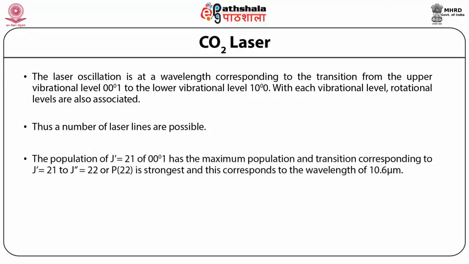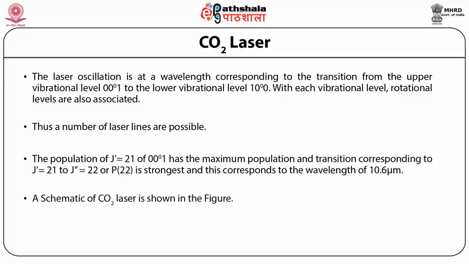The population of J prime equal to 21 of 0001 has a maximum population, and the transition corresponding to J prime equal to 21 to J double prime equal to 22, or P22, is strongest, and this corresponds to the wavelength of 10.6 micrometer. Another laser line of 9.6 micrometer from the transition between 0001 and 0200 is also prominent.